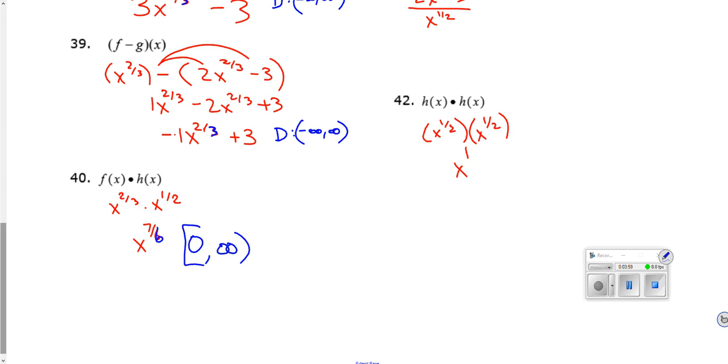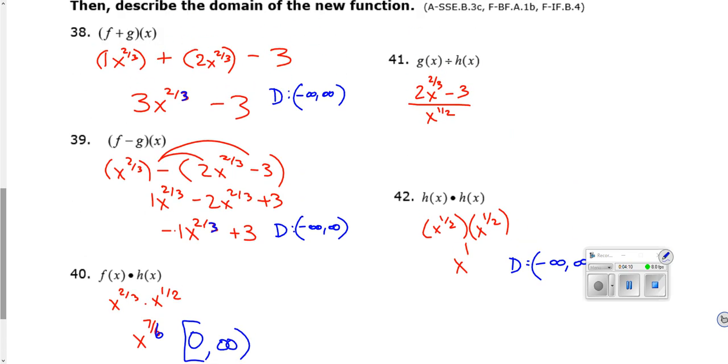Number 42 is just x. It's a line. Goes left to right forever. So that domain is -infinity to infinity. And then the last one. So the only time we have issues, so first let me talk about the first part. This has a 3 at the bottom, so that doesn't cause any issues. Usually that's -infinity to infinity. But the one at the bottom does cause an issue.